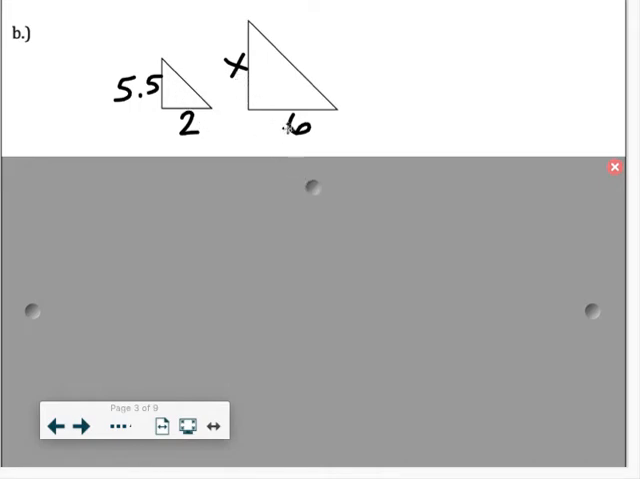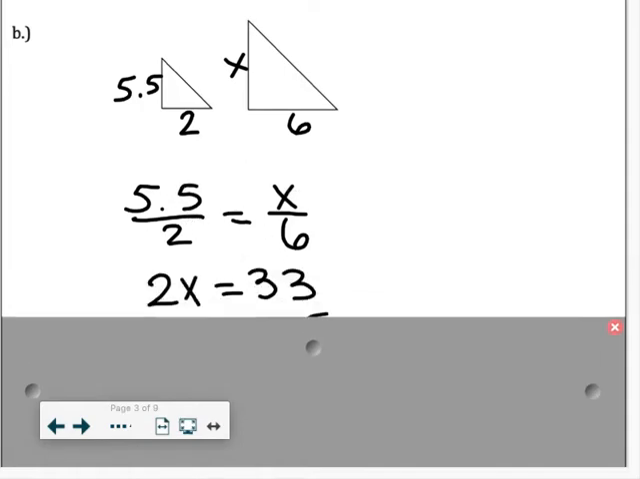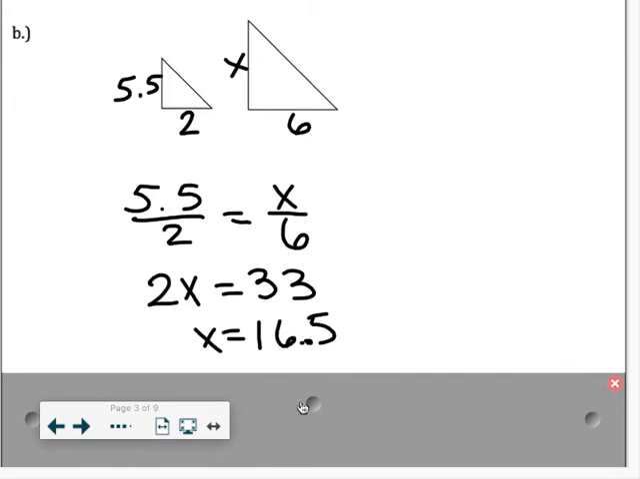5.5/2 could equal x over 6, or 5.5/x could equal 2/6. Again, right here, cross products equal to each other. 5.5 times 6 is 33. 2 times x is 2x. Divide both sides by 2. X could equal 16.5. Okay, so that's one way to use indirect measurement if you have shadows for two objects.